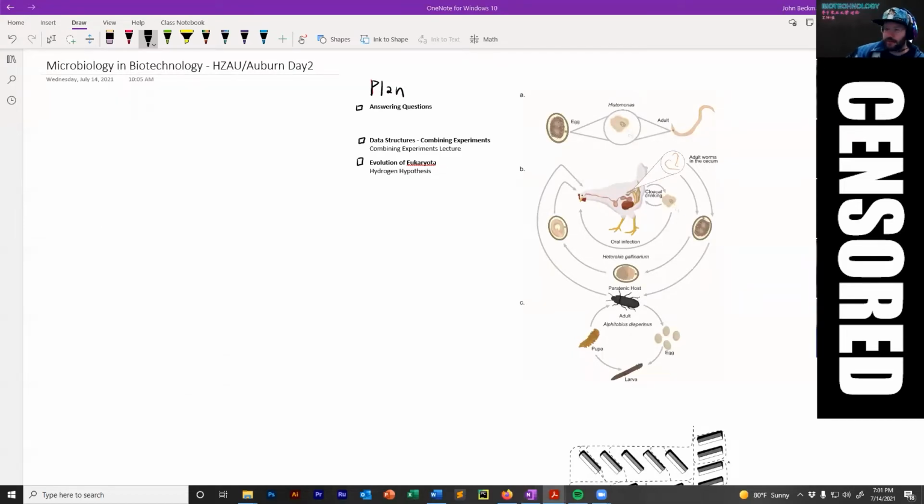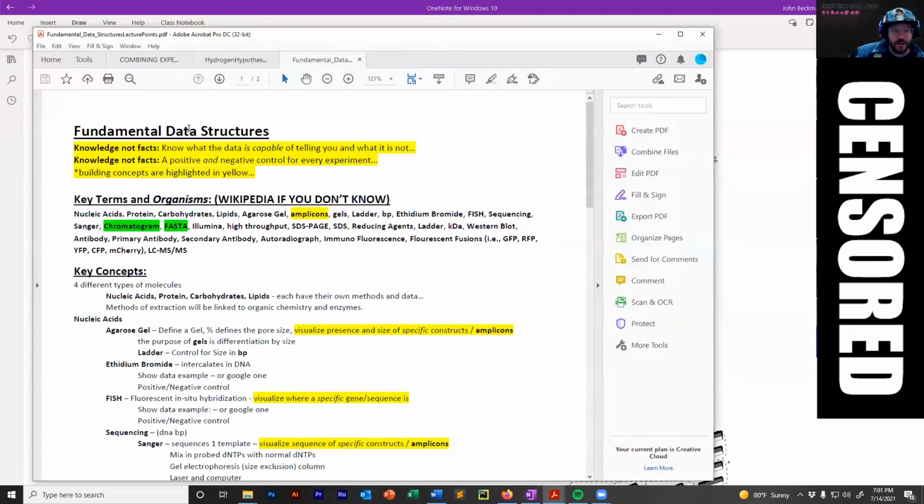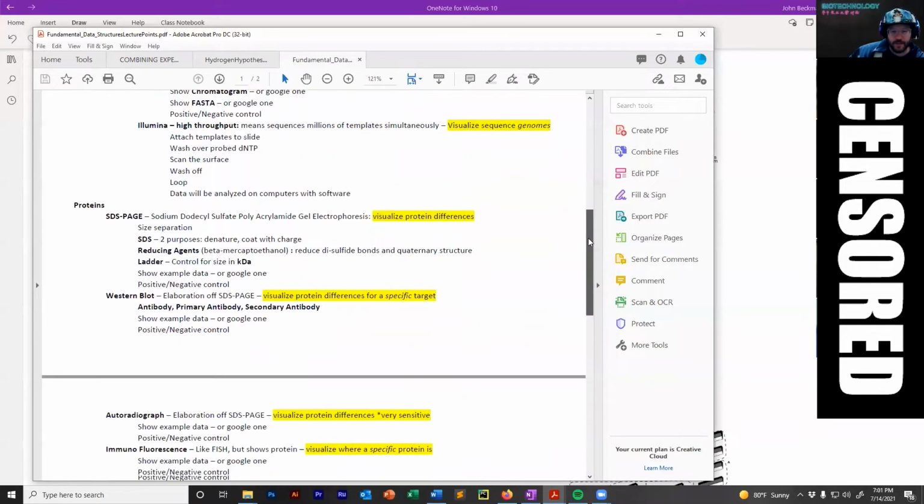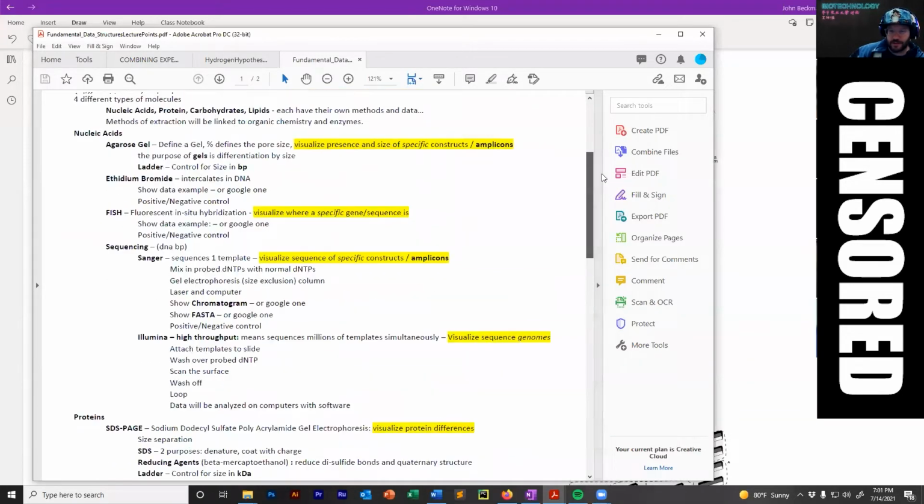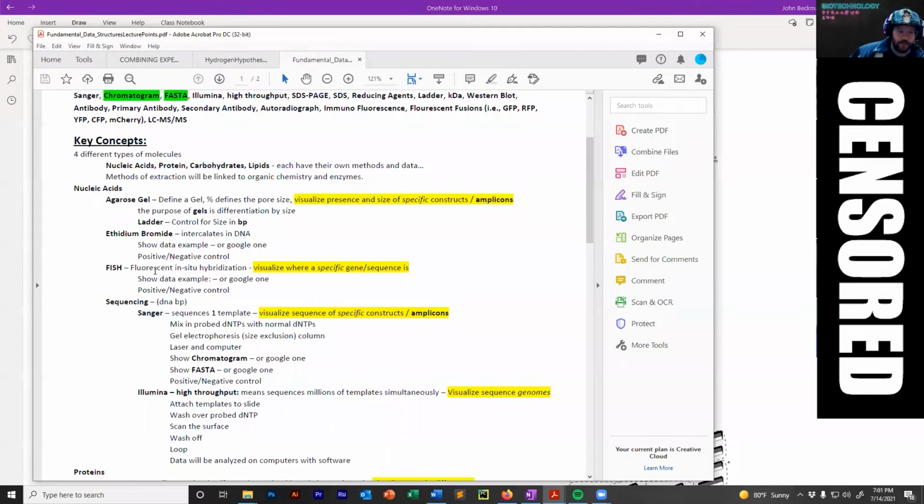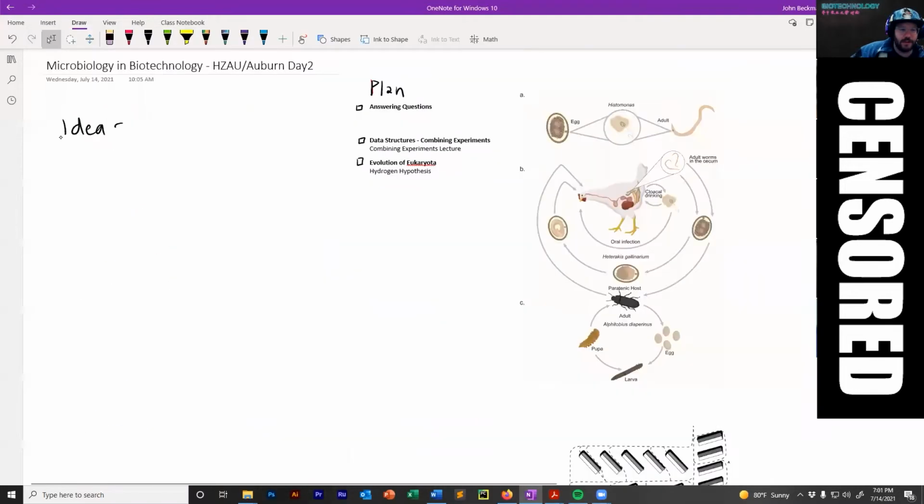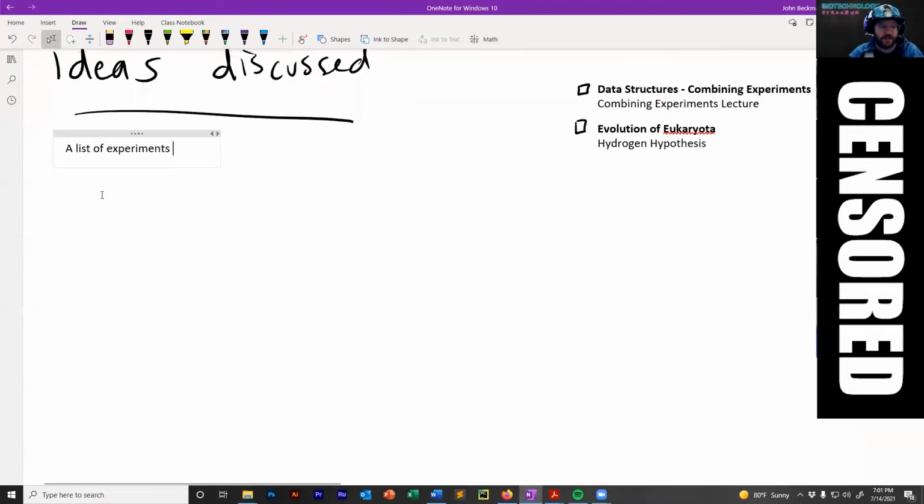So you should have had access to the fundamental data structures notes, these notes. And there were two lectures, two movies that went through these points. The ideas discussed in these lectures were a few fold. They were a list of experiments often performed in biotechnology. The premise, the idea was to understand these techniques.